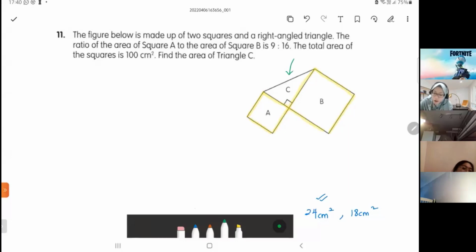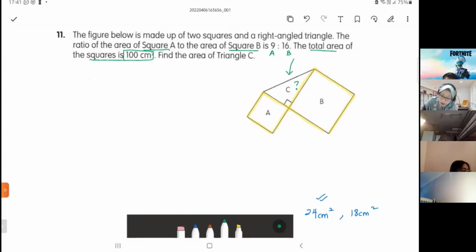The ratio of the area of square A to the area of square B is 9:16. This is A and this is B. The total area of the squares is 100 cm squared. Find the area of triangle C. This one. We know the total area is 100. Let's pull out the units or the ratio first.